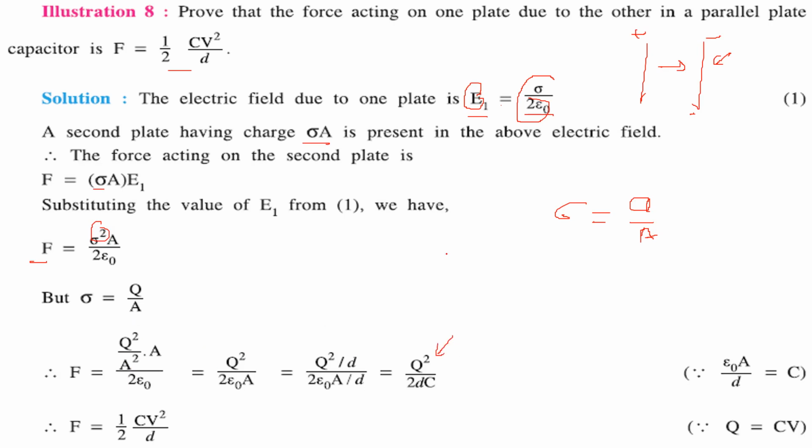And see, the capacitance is epsilon naught A by D. So we can write epsilon naught A by D as capacitance. Also, this Q can be written as CV because C is Q by V. So put CV here. It will be C square V square, and this 2 epsilon naught A by D means 2C, and this gets cancelled, so eventually it will be this value only. This is the force.